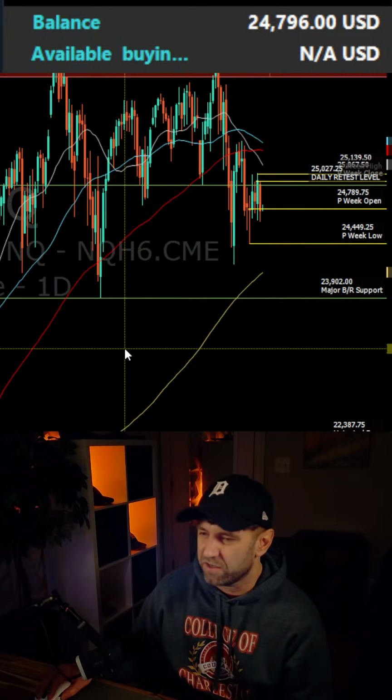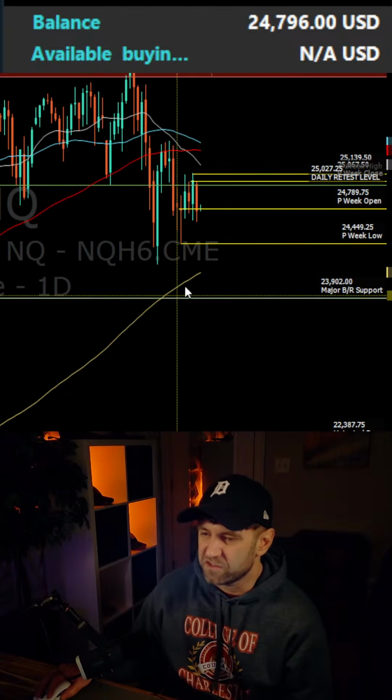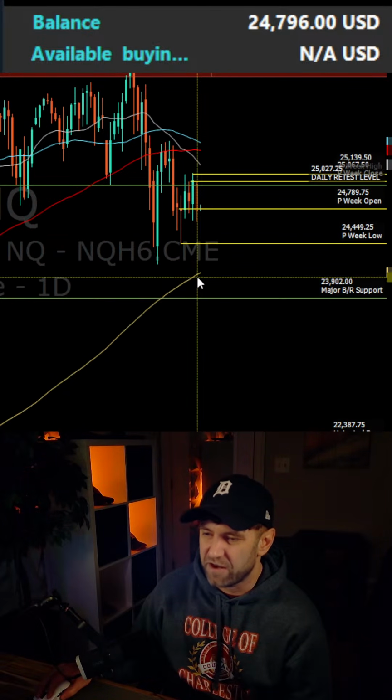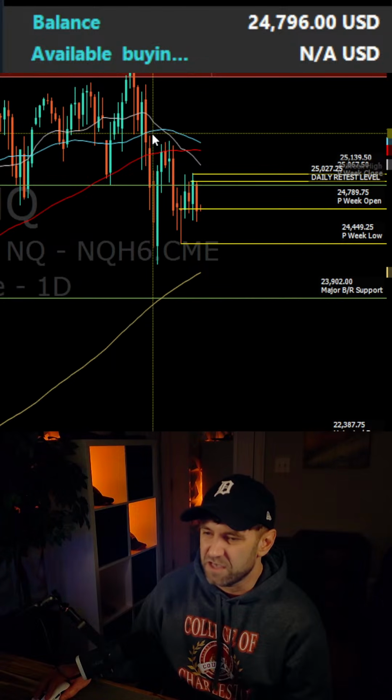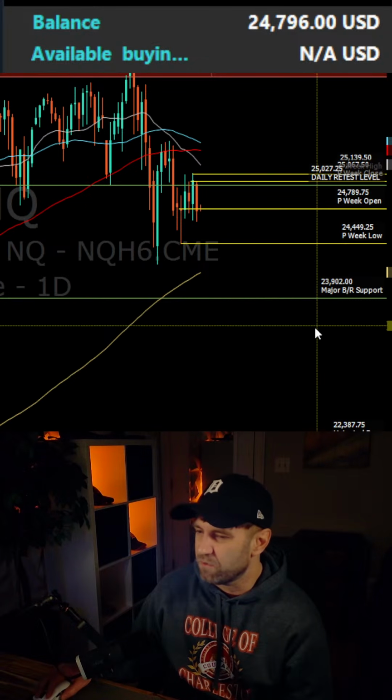This is a daily chart on NQ. These are the simple moving averages. You got the 200 down here. The 100 is the red. The daily 50 is the blue, and the daily 20 is the white.